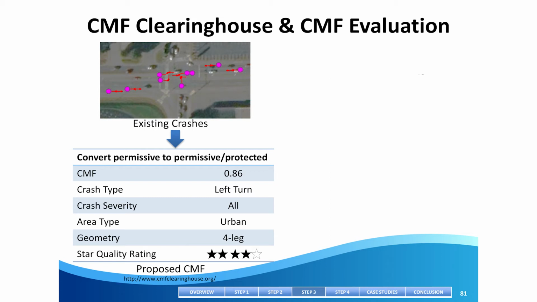So 14% reduction in all left turn crashes at urban 4-legged intersections. And obviously these have to be signalized if you're changing the signal phasing. But those are the specific characteristics to which the CMF would apply. The other thing that's given here is a star quality rating. So this is much different than that risk assessment where we were looking at stars earlier. But this is showing how much confidence do we have in that 14% reduction.